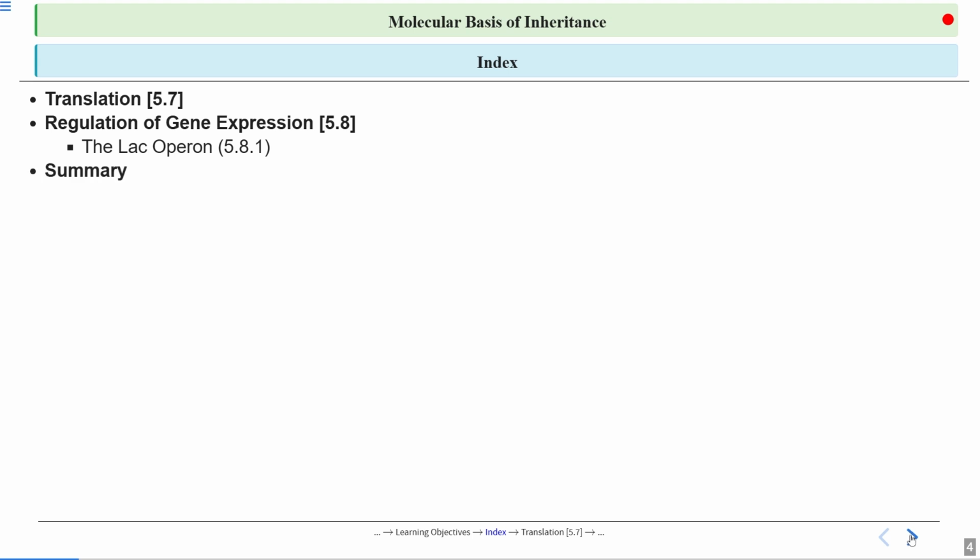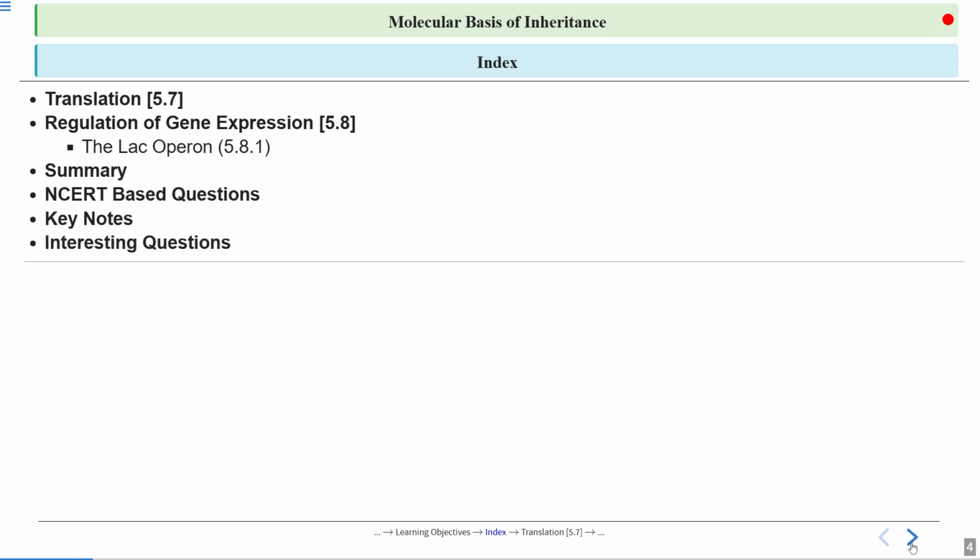Then I'll give you the summary of all the slides, the main points that we have studied in today's class. Then there will be some NCERT based questions that we're going to solve together, some keynotes, followed by interesting questions that you guys are going to solve yourself.